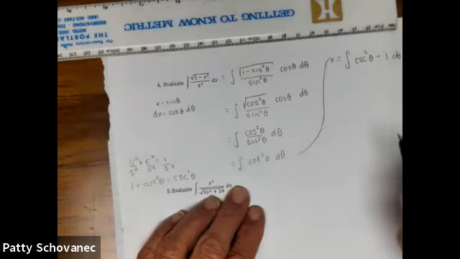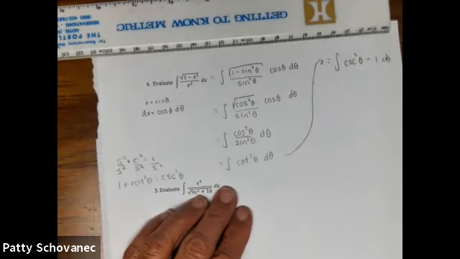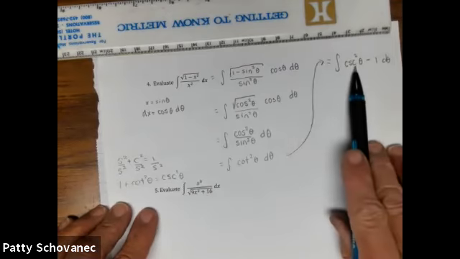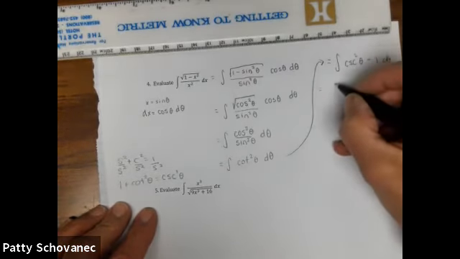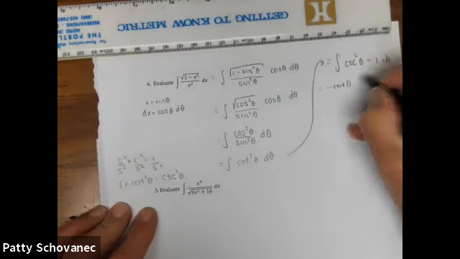You know, that's the same way we integrate a tangent squared. To integrate a tangent squared, we change tangent squared to secant squared minus 1 because we know how to integrate a secant squared. The integral of cosecant squared is a negative cotangent. And then the integral of that one is just going to be a theta.